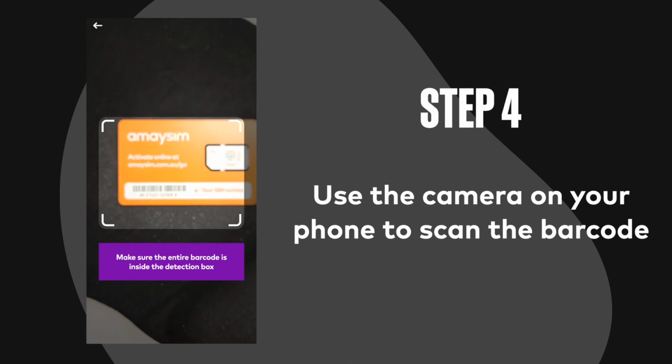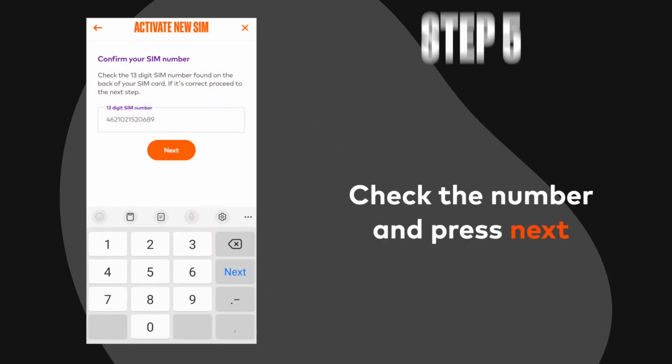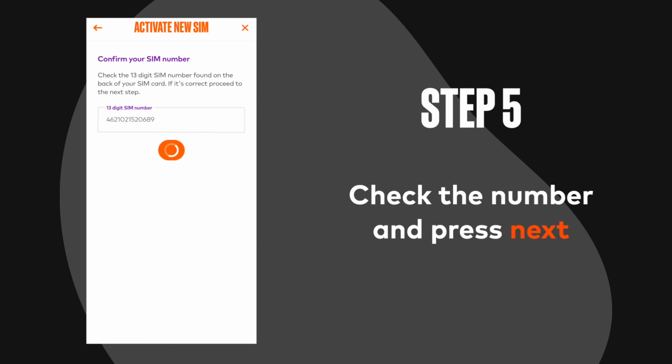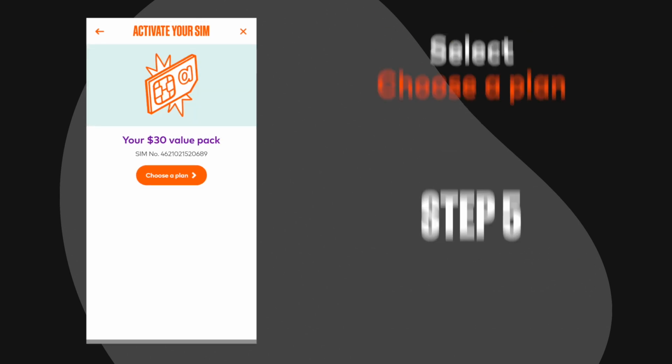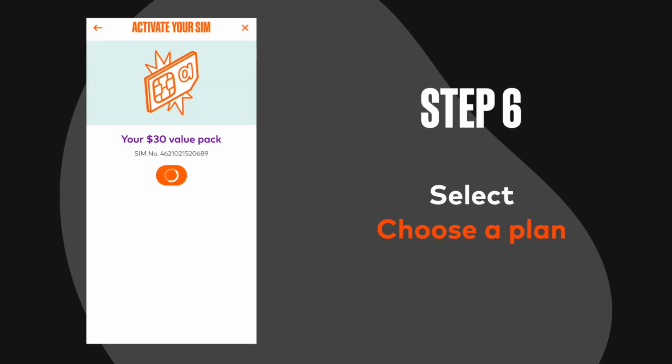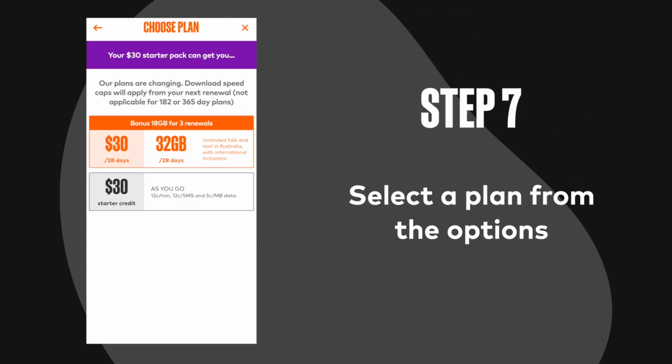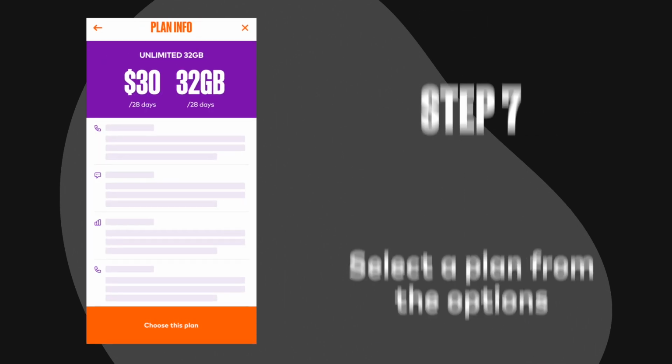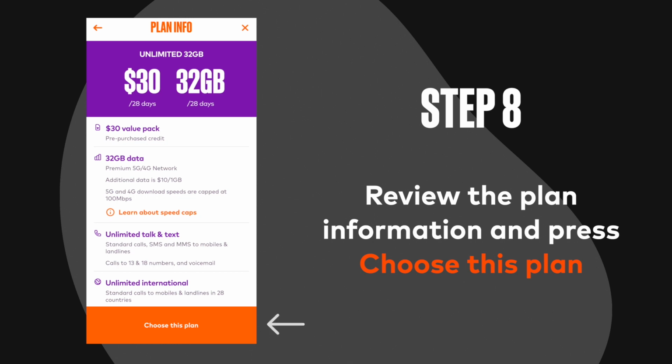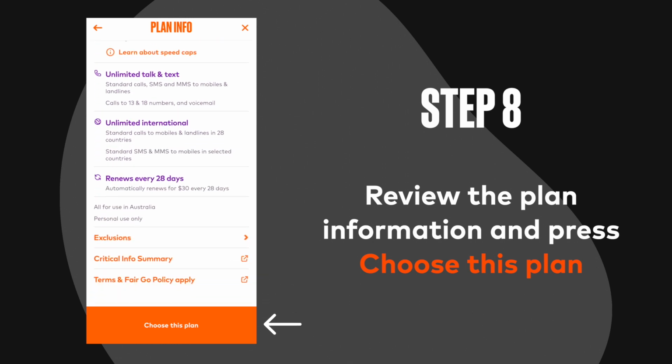Step 4. Use the camera on your phone to scan the barcode. Step 5. Check the number and press Next. Step 6. Select Choose a Plan. Step 7. Select a plan from the options. Step 8. Review the plan information and press Choose this plan.